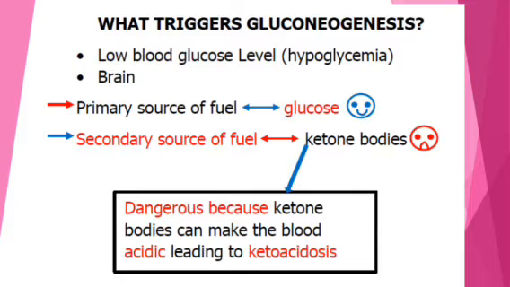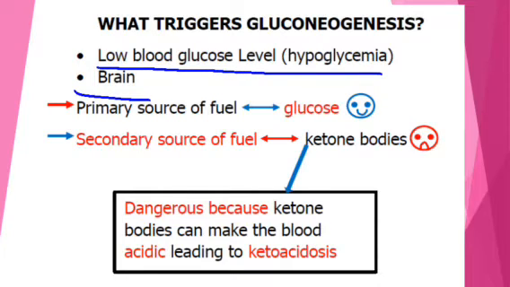What triggers gluconeogenesis? The primary reason why the body searches for other mechanisms to produce glucose is low blood sugar level, clinically known as hypoglycemia. When there is a fall or decrease in normal blood glucose, insulin, which stimulates glycolysis, is inhibited, while glucagon is stimulated to facilitate gluconeogenesis.